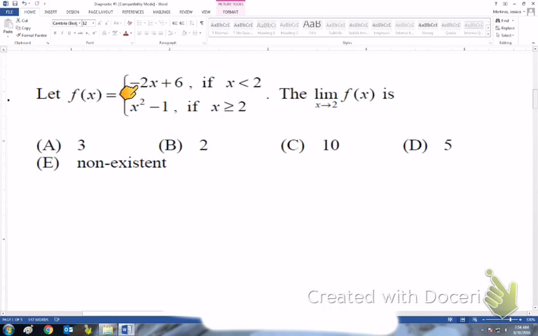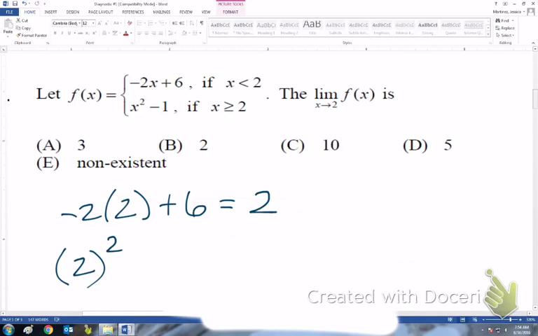So if I plug in 2 up here, I get negative 2 times 2, negative 2 times 2 plus 6, what's that? Good, negative 4 plus 6, so 2. And if I plug it into the bottom function, I get 2 squared minus 1, what's that? 3. Are these equal to each other? Then the limit does not exist. So the answer choice is E.